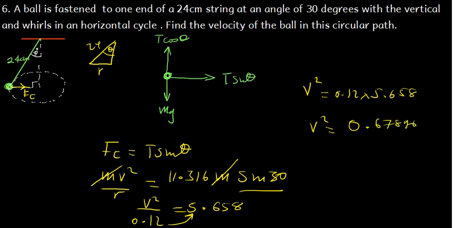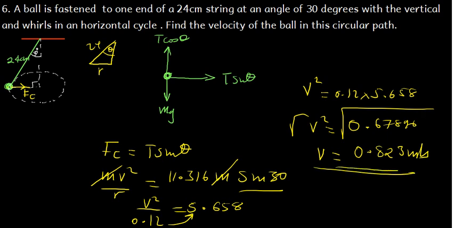That is going to give us 0.67896. To remain with v, we are supposed to square root this value. So square root that, we are going to get 0.823 meters per second. So this is the velocity of this ball.